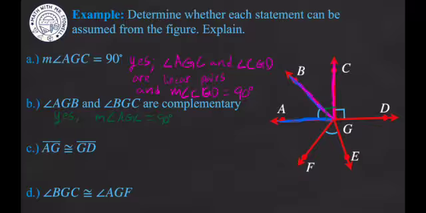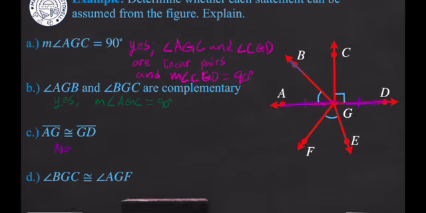Can we assume that line segment, let me erase that, line segment AG and GD, can we assume that these two line segments are congruent? No, we don't know anything about the length of those segments. So this is no. We do not know anything about the length of the segments, so we could write that down. But for sake of time, I'm not going to.